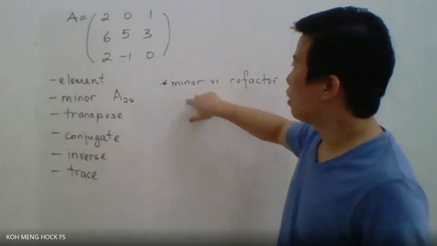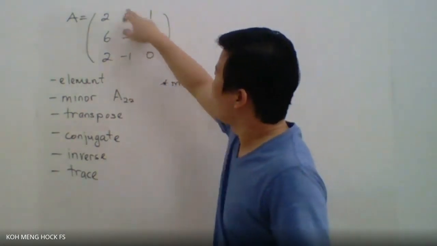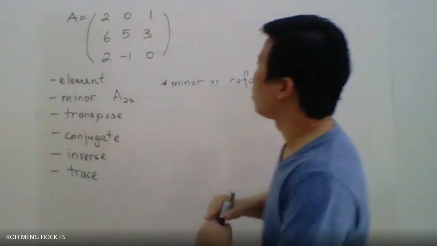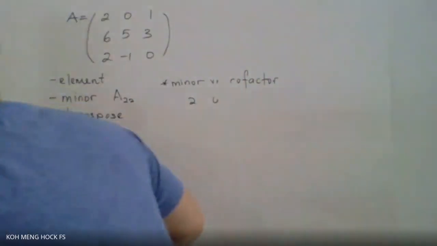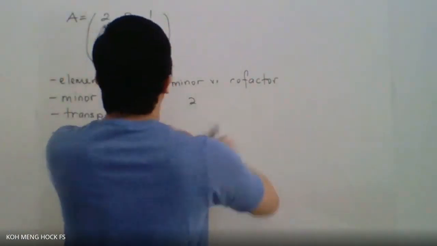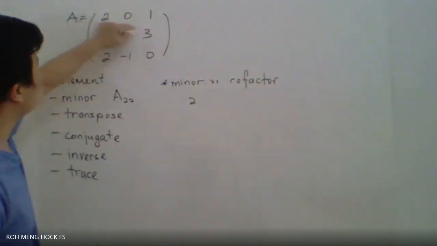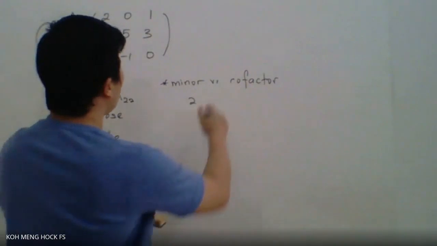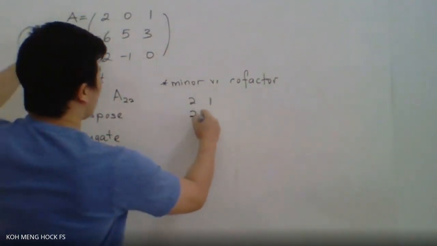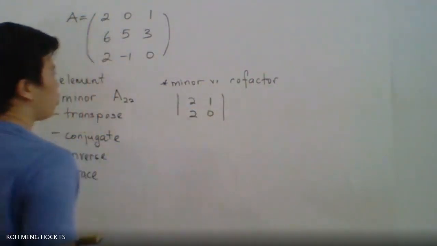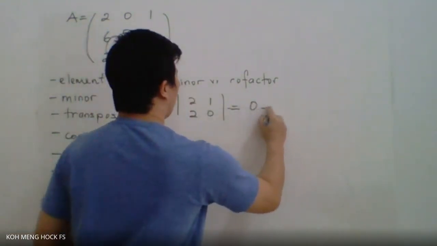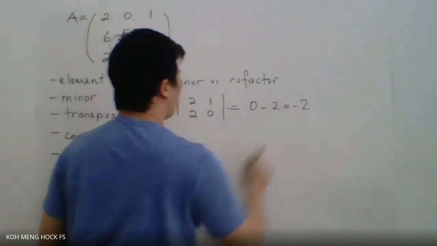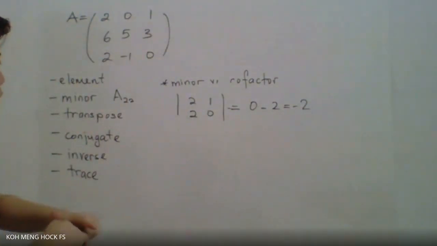So a minor is without the sign. The minor of A22 is over here, so you cancel this row and column and you only have 2, 1, 2, 0, right? So this is going to be 0 minus 2, so this is negative 2. This is the minor of A22.